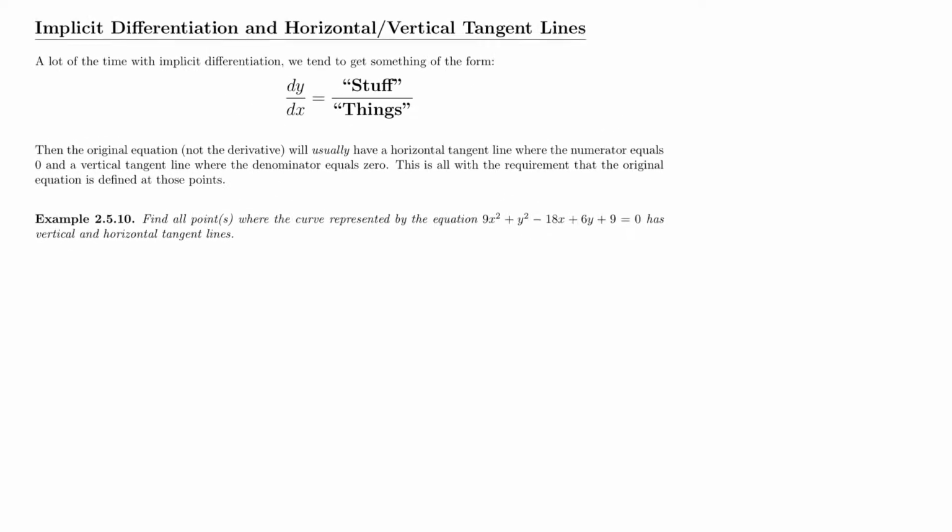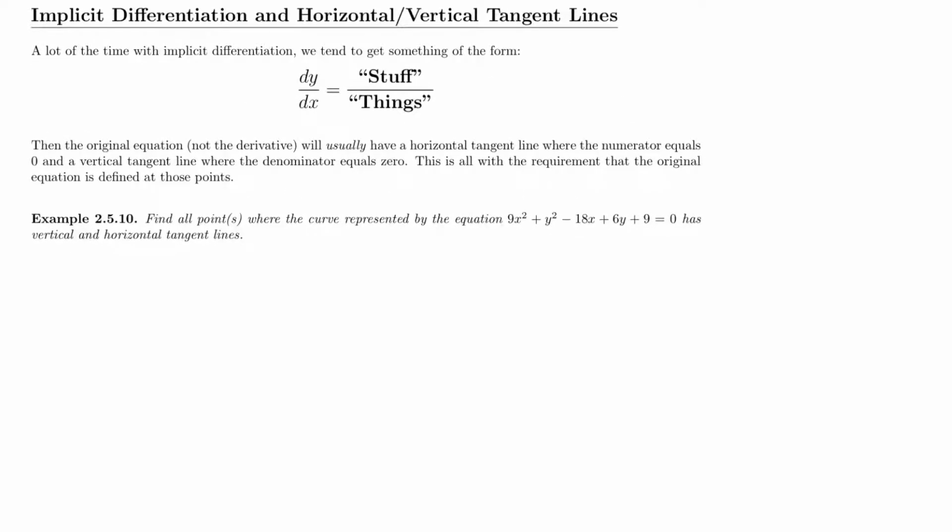The last thing to talk about in this section is implicit differentiation and horizontal and vertical tangent lines. All right, so let's do a problem. Find all points where the curve represented by the equation 9x squared plus y squared minus 18x plus 6y plus 9 equals 0 has vertical and horizontal tangent lines.